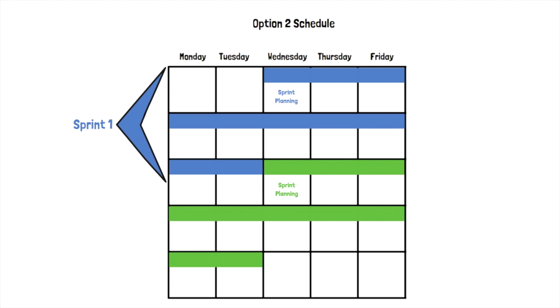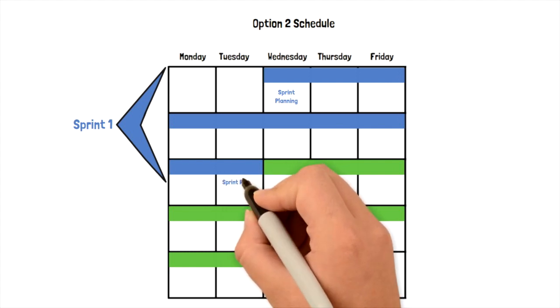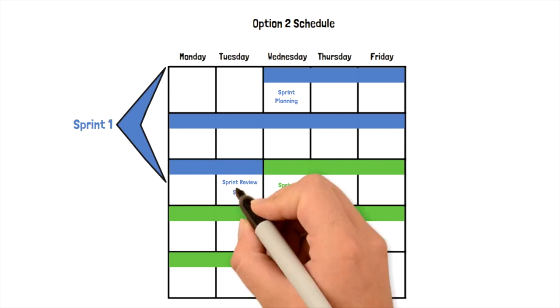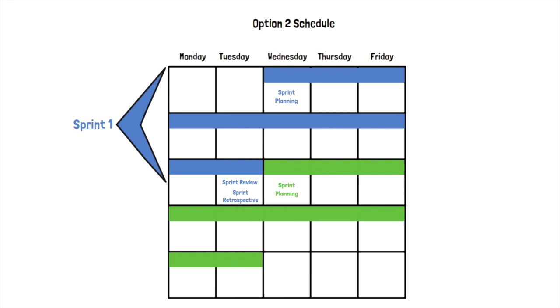With option 2 of the schedule, the sprint review and demo would be done on Tuesday. Sprint retrospective would be done Tuesday or Wednesday, but it has to be done between sprint review and sprint planning. In this case, my recommendation would be Tuesday. Some teams might load all 3 meetings in the same day on Wednesday, instead of spreading them over 2 days.